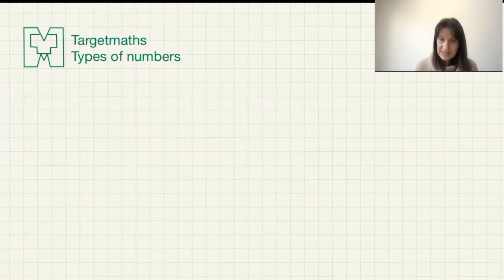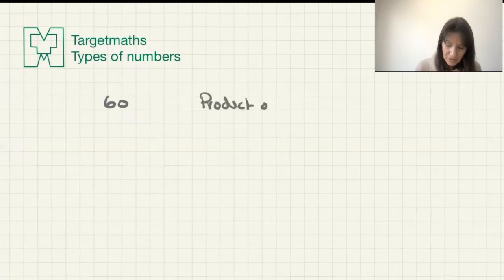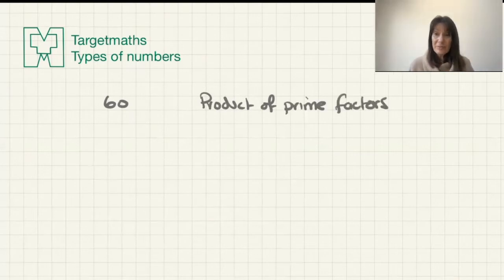But what we first need to do is check in and make sure we know what we're doing with products of prime factors. So I'm going to take the number 60, and I have to write that as a product of prime factors. And this could be a standalone question in the exam, have nothing to do with HCF or LCM. It could literally just be find the product of prime factors for the number 60. And there it is, a GCSE question.